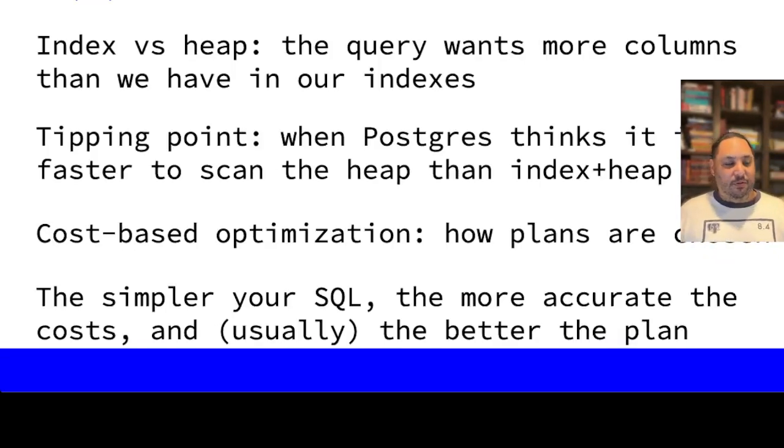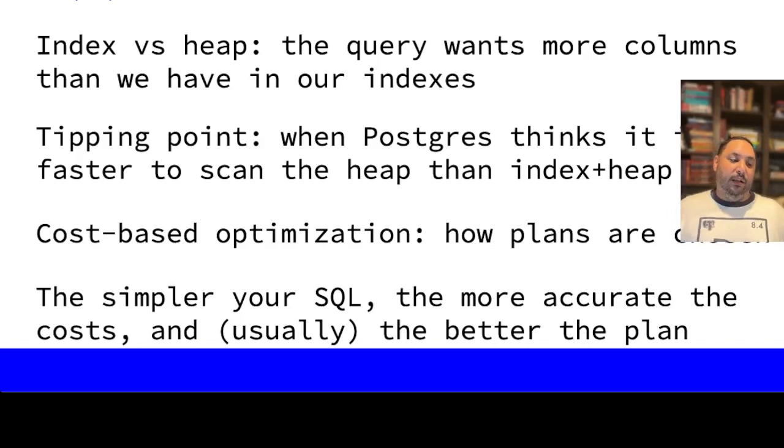All right, we've thrown a lot at you again. I want you to remember this. Let's drink this in a little bit, as they say. So, index versus a heap, right? Postgres is making these decisions. If a query wants more columns than we have in our indexes, that means Postgres has to decide between those two, and it might have to go back to the heap.